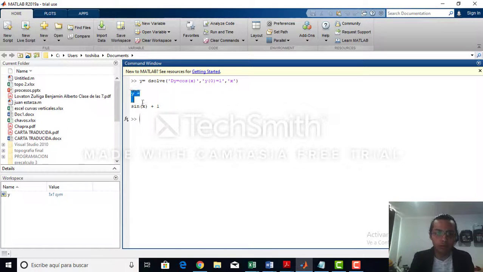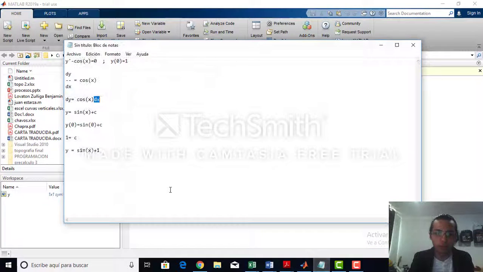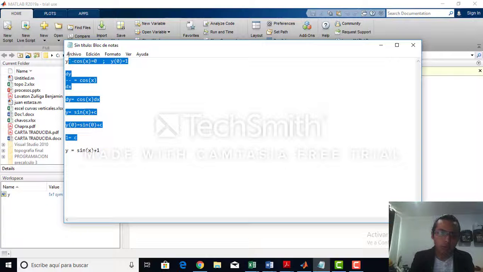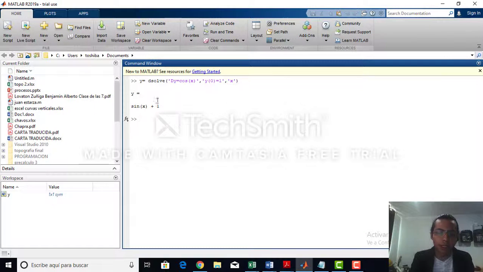And as you see, we have the same result we got there, just that we didn't have to go all the way there, you know. And well, basically this is a pretty simple differential equation, but this program really helps us with a lot of complex ones.